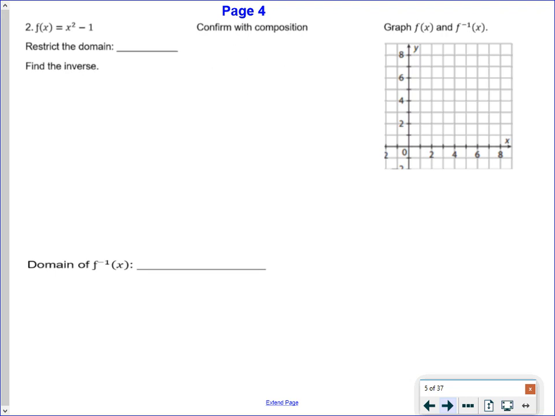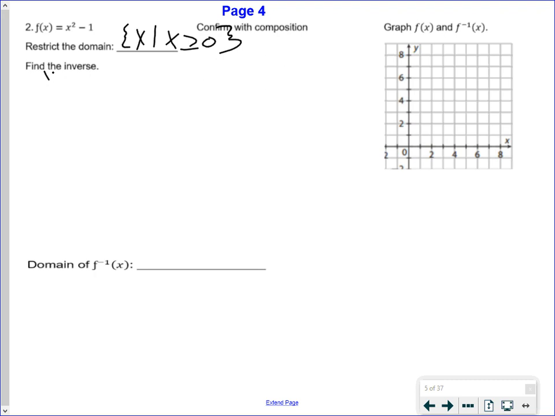Okay? So first thing we're being asked is to restrict the domain. Like we said before, it's a quadratic, so we're always going to restrict it to x is greater than or equal to 0 in our case. Okay? That looks like a 3. It shouldn't be. Okay? So now that we restricted our domain to be every x value greater than or equal to 0, we're going to find our inverse.